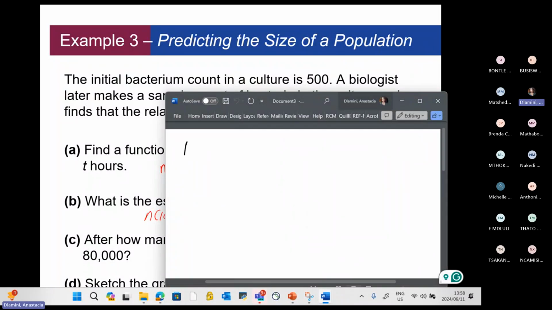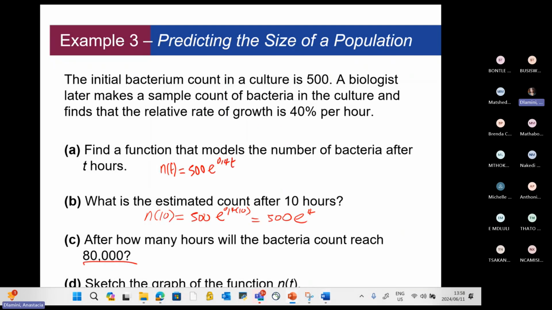We know that our N(t) is equal to 80,000, which is the one they gave us here, because they say after how many hours, meaning that we're looking for t, right? And we know that our N(t) is this formula over here.